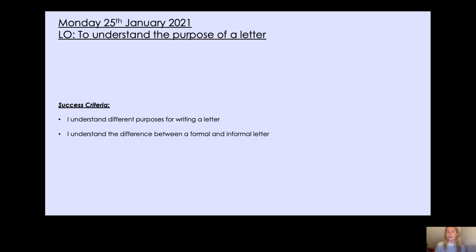So today we're going to be learning to understand the purpose of a letter, so understanding why people write and receive letters. And by the end of the lesson, you'll be able to give me lots of different reasons why someone might send or receive a letter. And you'll also be able to understand the difference between a formal and an informal letter. I wonder what that means. Well, we'll find out in a little while. Let's start our new English unit.